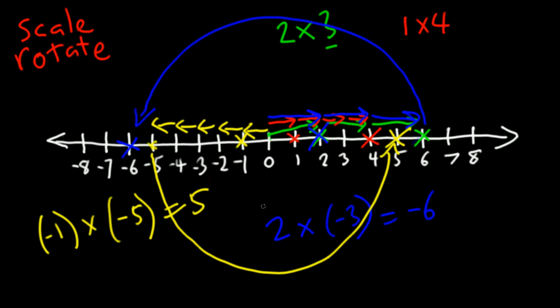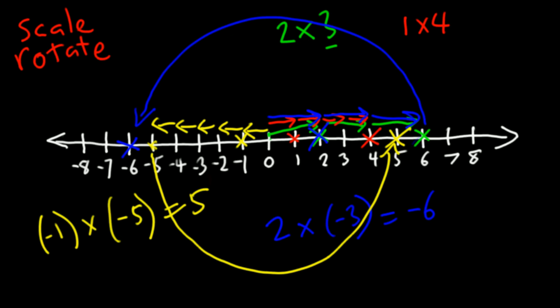Now, we rotate by a half turn when we multiply by a negative number, or we rotate by no turns when we multiply by a positive number. So we can rotate either a half turn or no turns. Now, multiplication and division both work the same way, except in one case we're scaling up, and in another case we're scaling down. So both multiplication and division can scale and rotate.